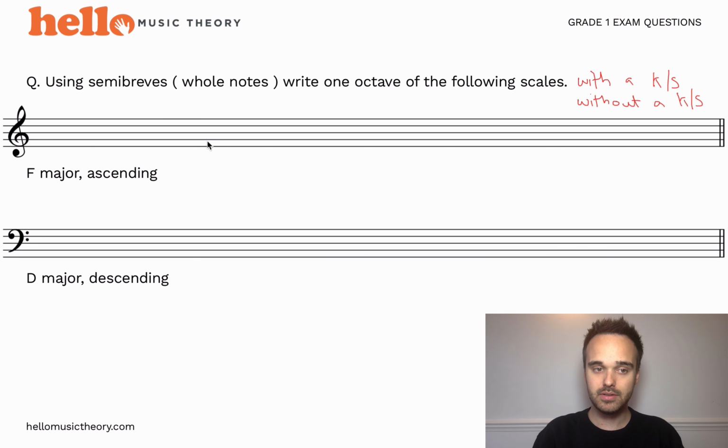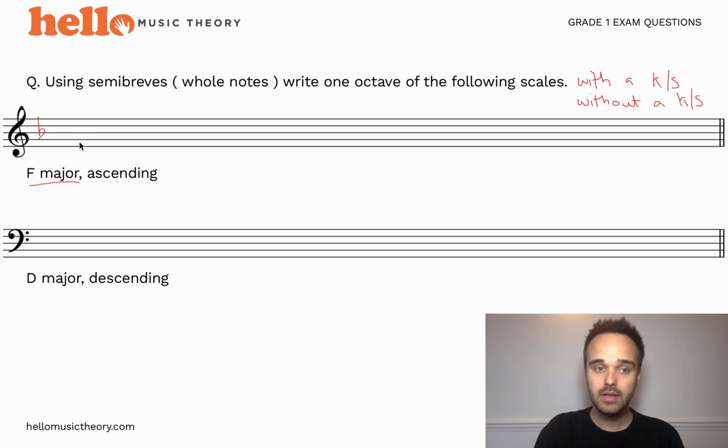So let's imagine that for this one here, they want you to do it with a key signature. So we need to write in before the scale the key signature for F major. Now F major has 1 flat, so we need to write in the correct flat, which is B flat. So we're going to write in a little flat sign on the B. Now we need to start the scale. So is it ascending or descending? This one they want ascending.